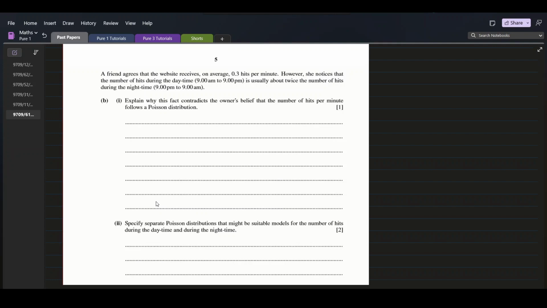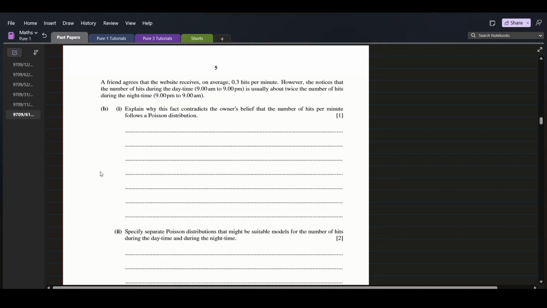Part B, Part 1. Explain why this fact contradicts the owner's belief that the number of hits per minute follows a Poisson distribution. For a Poisson distribution to be suitable, there are 4 conditions that have to be satisfied. Events must occur singly at a constant average rate, and they must occur randomly as well as independently. If the number of hits during the daytime is twice the number during the nighttime, the constant average rate, or the mean, is not constant. As a result, the Poisson distribution is not suitable.